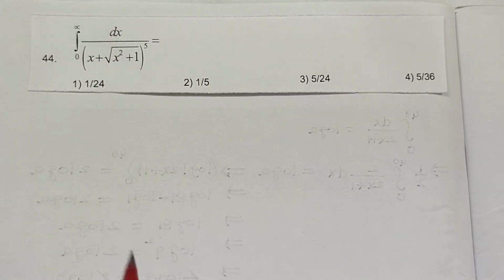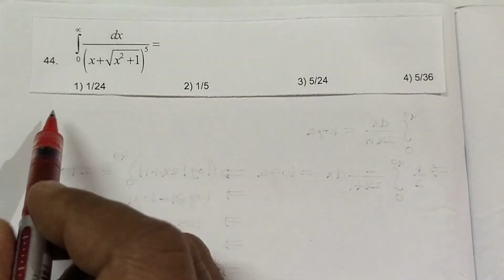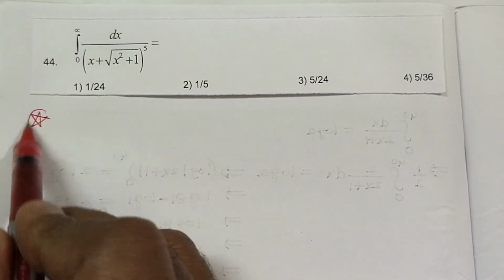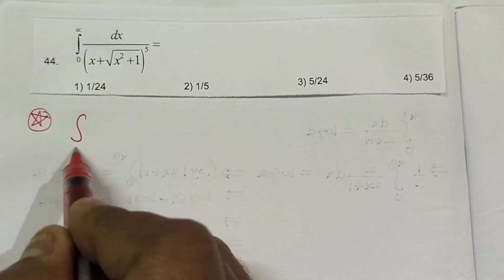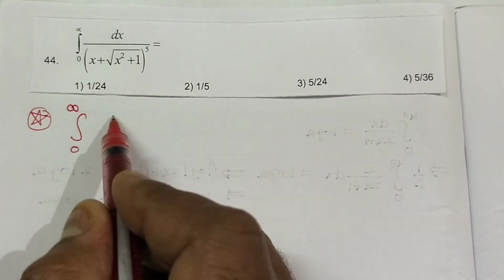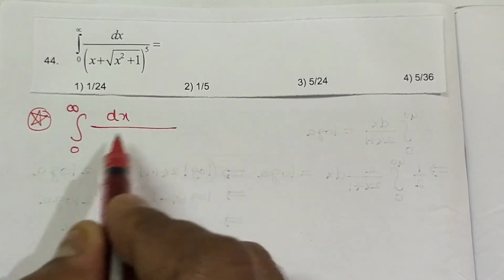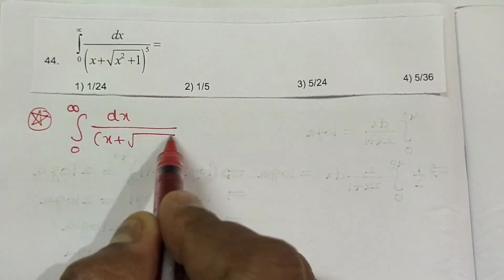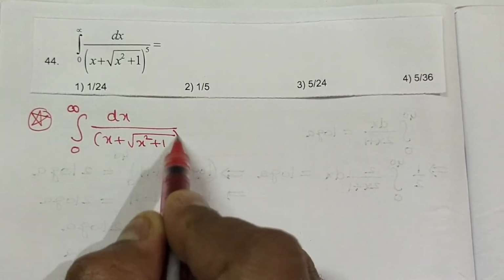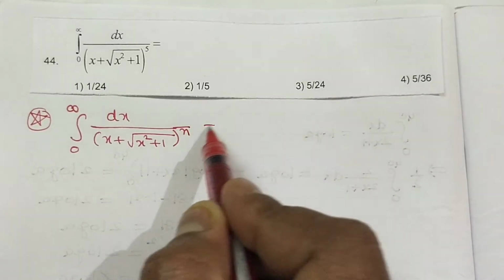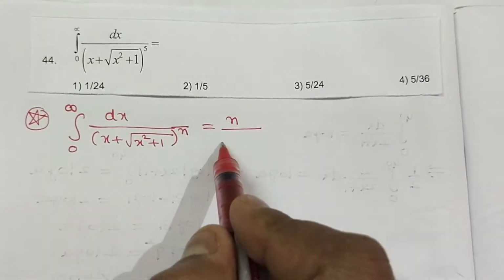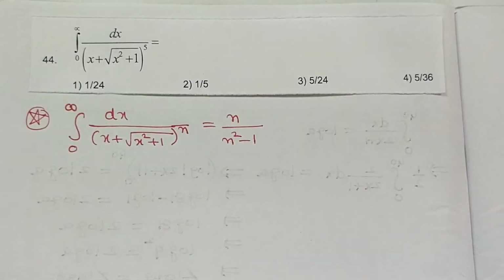The next question. Integral 0 to infinity dx by x plus square root of x square plus 1 whole power 5 equal to. So for this question also we have a shortcut formula. Integral 0 to infinity dx by x plus square root of x square plus 1 whole power n is equal to n by n square minus 1.